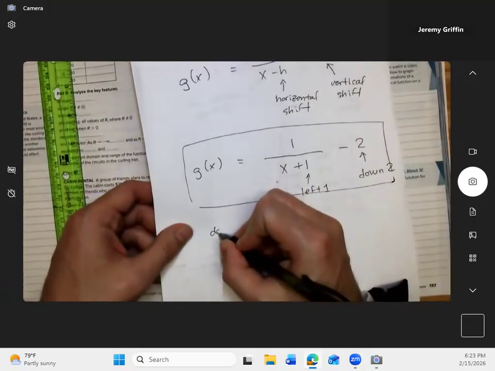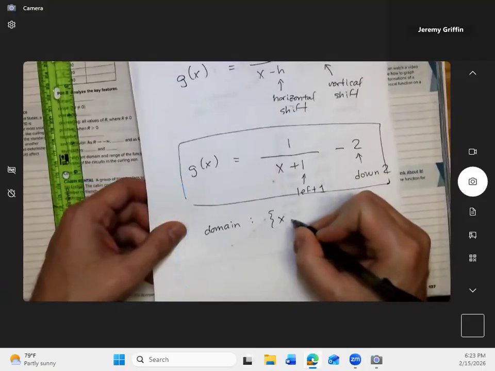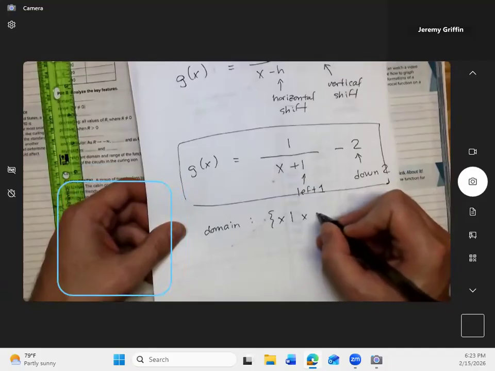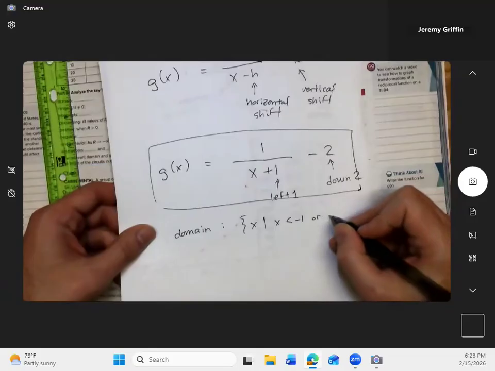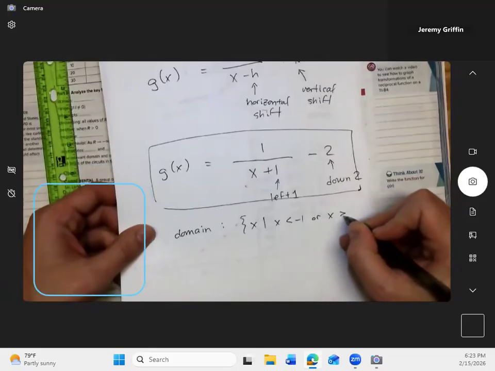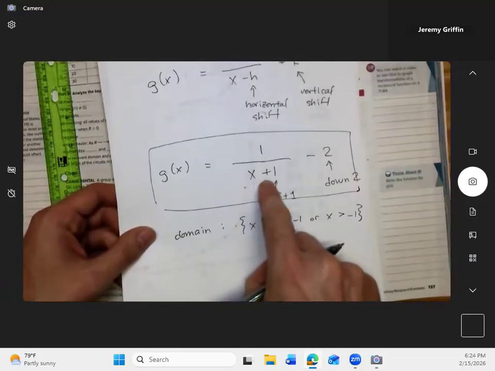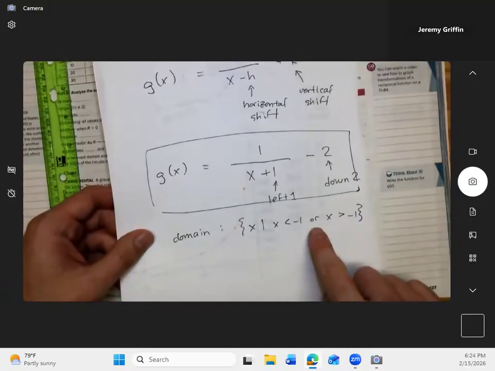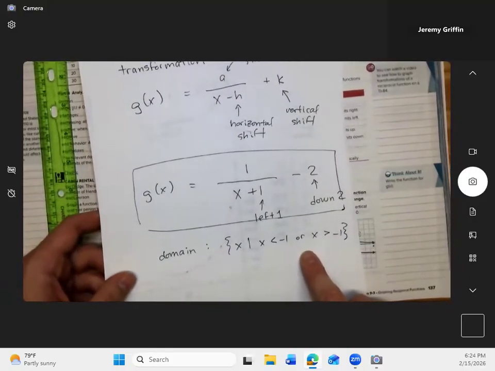Okay, so domain, I'll do x such that x is less than -1, or x is greater than -1. X is not allowed to equal -1 because then you'd be divided by zero. Okay? So there's your set builder. I think before I put a union here and I'm saying or, that's another way to say that.